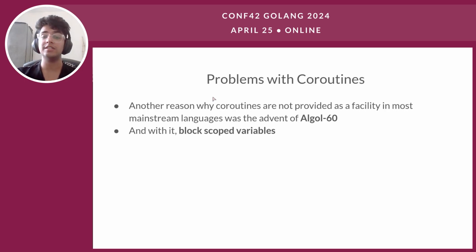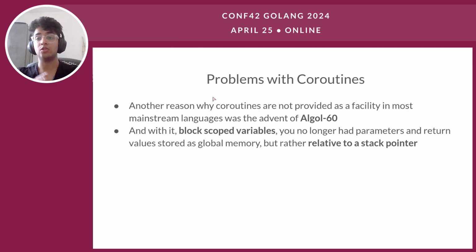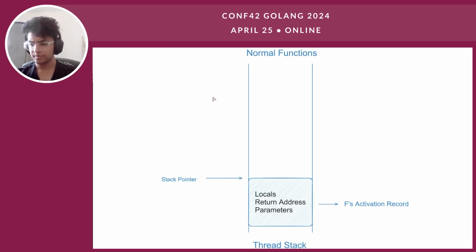So this language brought with it block scope variables. So you no longer had parameters and return values stored as global memory. Instead, everything was stored relative to a stack pointer. So your functions are stored on a stack as stack frames, right? So with the return addresses, all your local variables, everything is on a stack now. You have your stack, you have F's activation record. So your F is a function, and its activation record just contains all its local variables, return addresses, and a stack pointer is just pointing at the top of the stack.